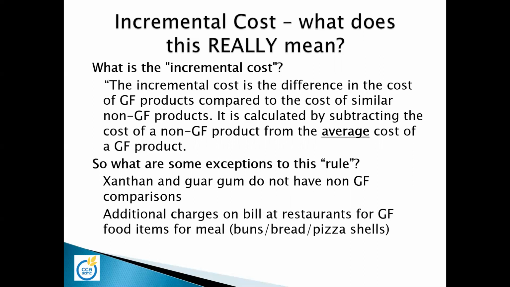The second exception is additional charges on bills at restaurants for gluten-free food items that allow you to eat the meal, such as buns, bread, or pizza shells. For example, if you go to Subway, they charge you $1.50 to $2 for the gluten-free bun, and that is a separate charge on the bill. It's those separate charges that you can add to your spreadsheet and claim as the incremental costs. Those are true incremental costs with no comparison.